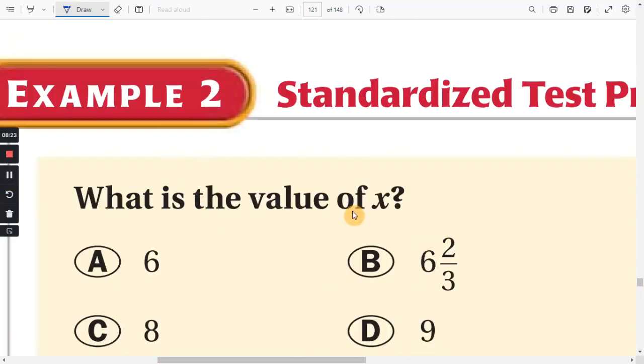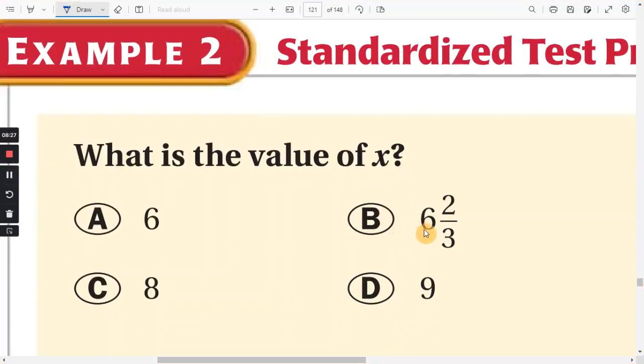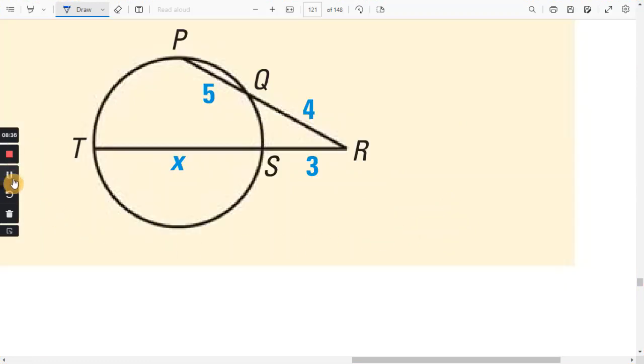Example 2, what is the value of X? By the way, I see one of my answers is a mixed number. Okay, so if I get a certain answer, I'm going to keep it as a fraction, not a decimal. All right, so we have 2 secant segments. They meet at point R.